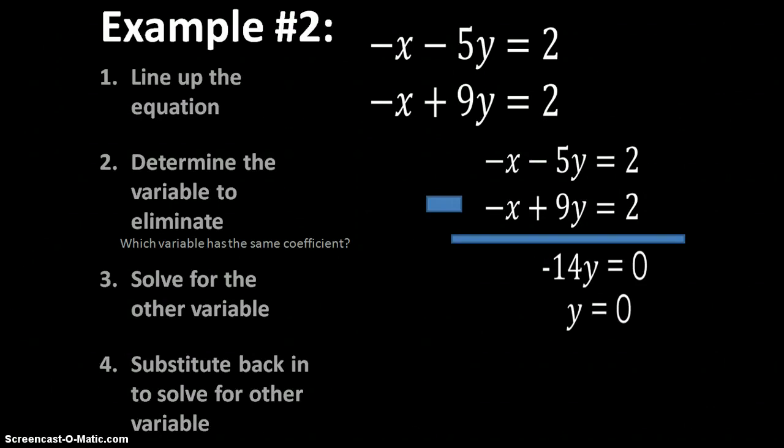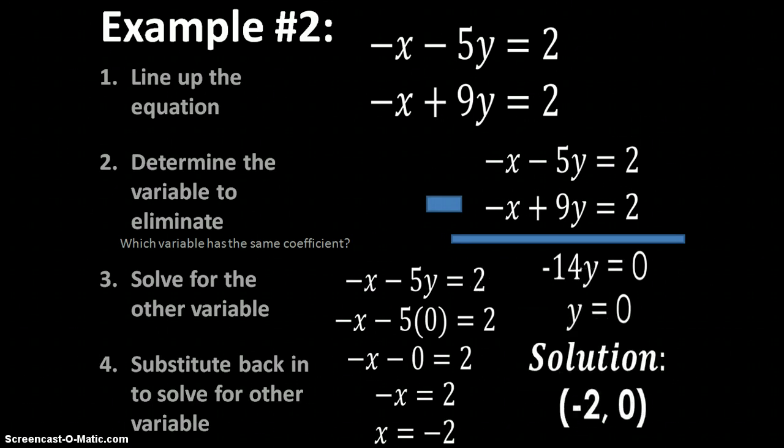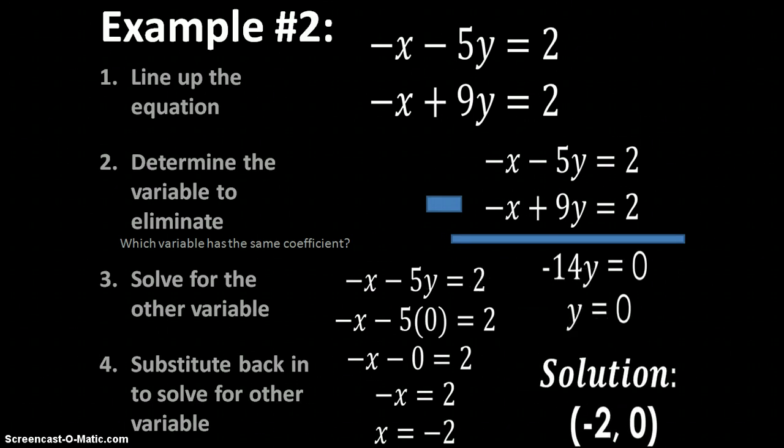Last step is I'm going to substitute it back in to get my other variable. So again, you can pick either equation that you want to pick. Substitute 0 in for y. Negative 5 times 0 is 0. Now to get x by itself, I have negative x equals 2. Divide by negative 1 on both sides, so I have x equals negative 2. So my solution, again, x comes first, is negative 2 comma 0.